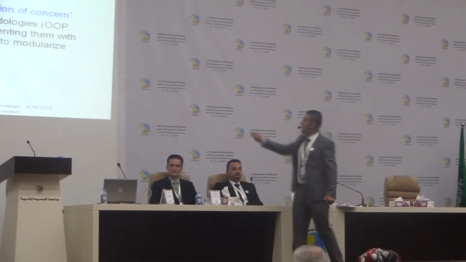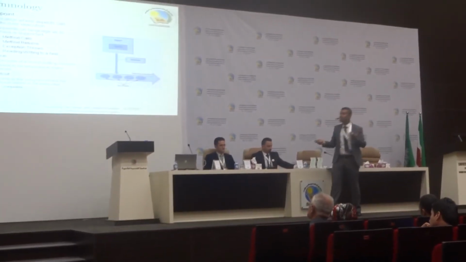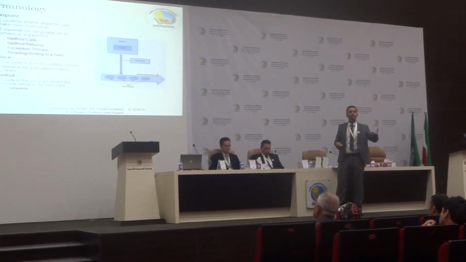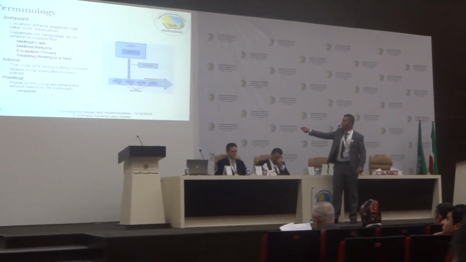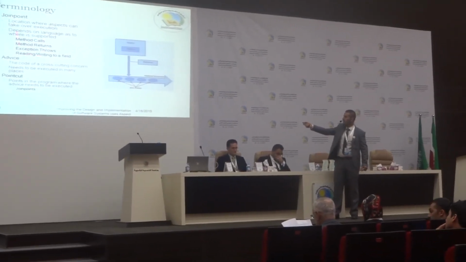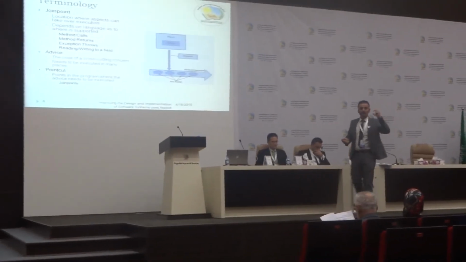Actually, we have a lot of components and a lot of terminology inside the cross-cutting concern. For example, we have a join point, an advice, and a pointcut. As you can see here, we have a join point. A join point is a location where the aspect is used when you execute something. For example, I need to identify the join point inside my program. This join point may be a method call, a method return, or an exception. This is a small piece of code where I define a join point.